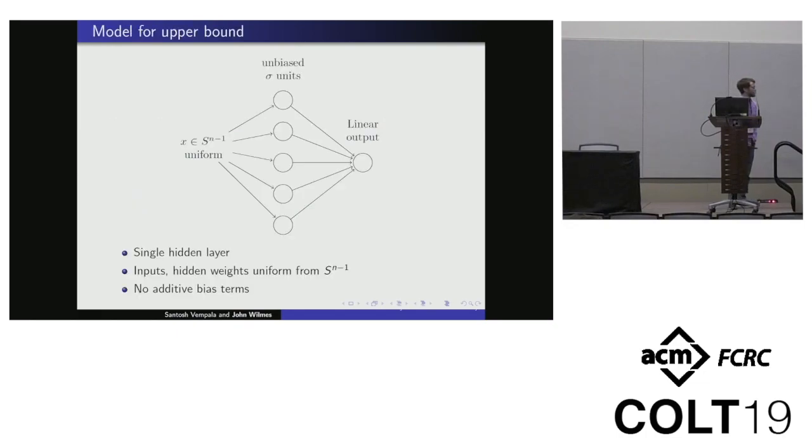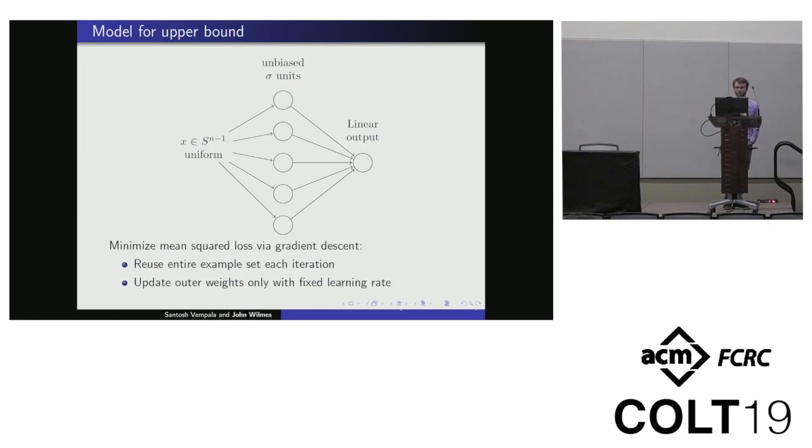So the simple model in which we prove our upper bound is for a single hidden layer neural network. The inputs are drawn uniformly from the sphere. The hidden layer weights are also uniform from the sphere. You take an essentially arbitrary activation unit in the hidden layer and a linear output. We don't have any additive bias terms here in order to sidestep some earlier lower bounds. And the goal here is to minimize mean squared loss using gradient descent.